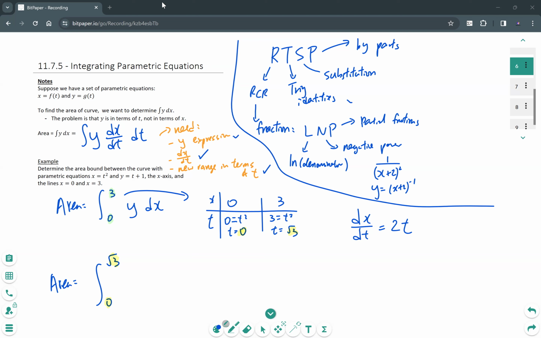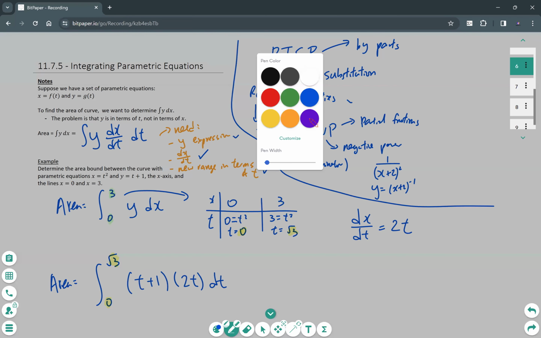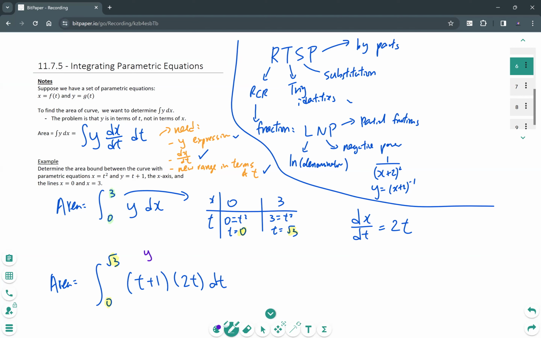Next, when you do the formula, y is t plus 1, times dx by dt. dx by dt is 2t, times 2t, and then dt. So that's how we integrate parametrically: the integral of y dx by dt, dt.